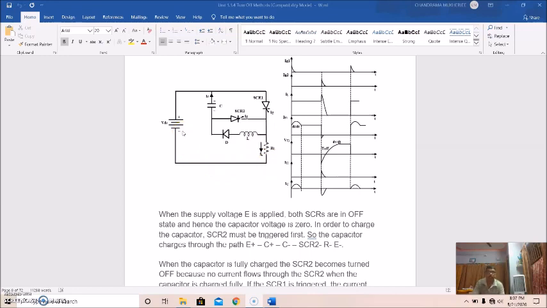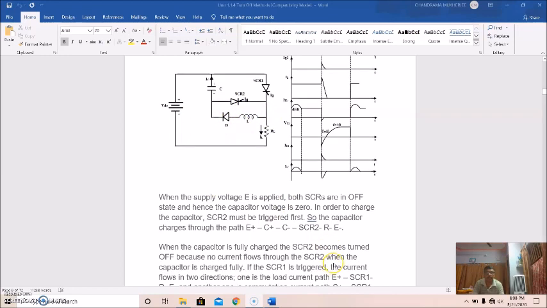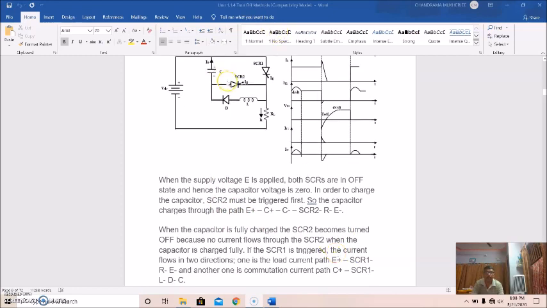When the capacitor is fully charged, the auxiliary SCR turns off because it behaves like an open circuit. As a result, the auxiliary thyristor will be off, and now if the main thyristor is triggered on, the current flows in two directions: one is the load current, from this positive through the main thyristor, then the load resistance, and the negative terminal; and another is the commutation current path.